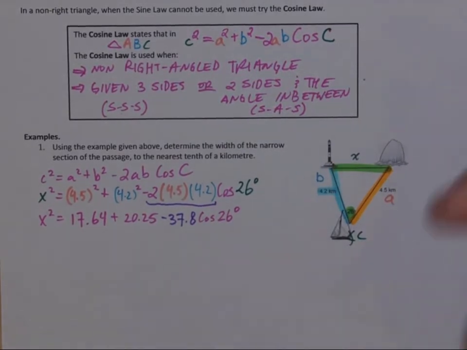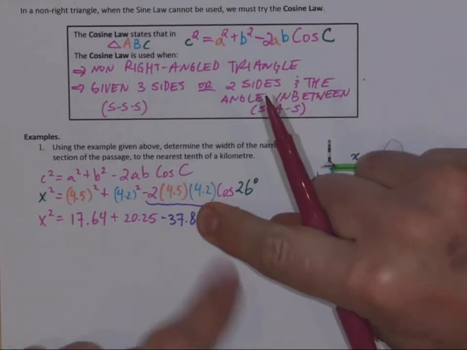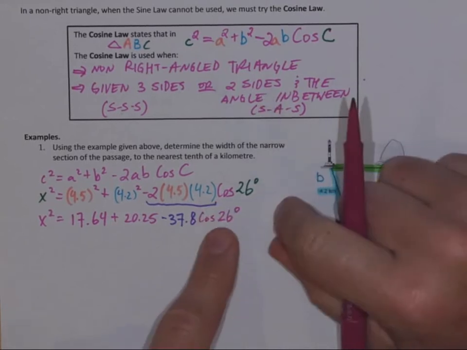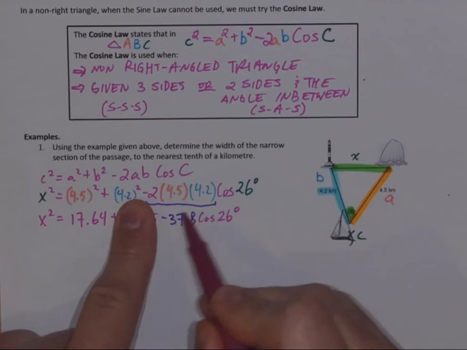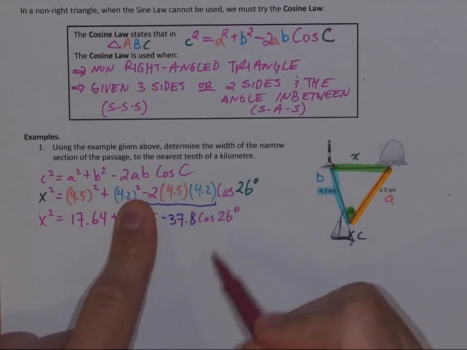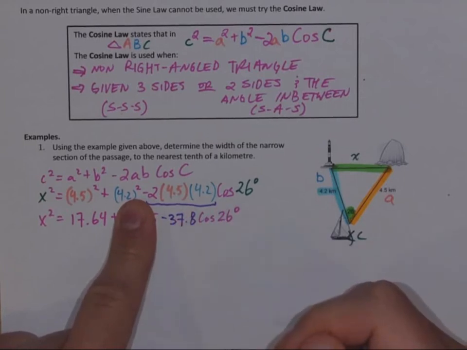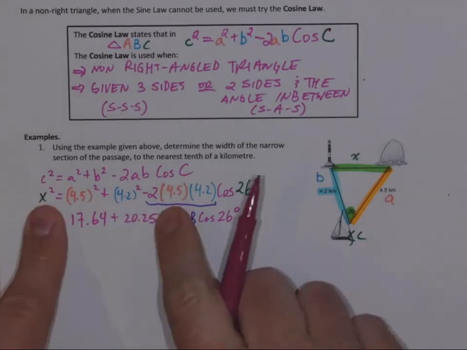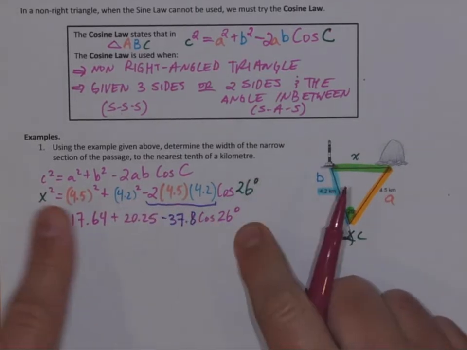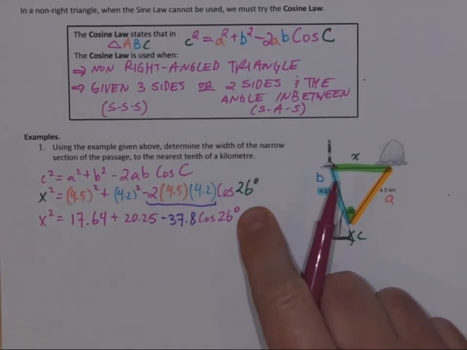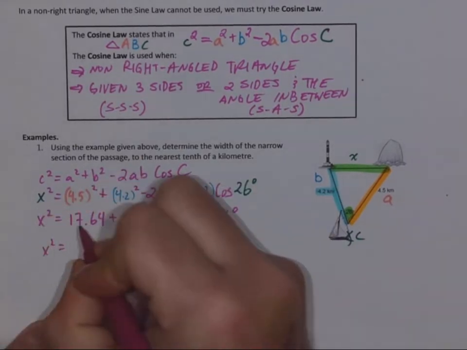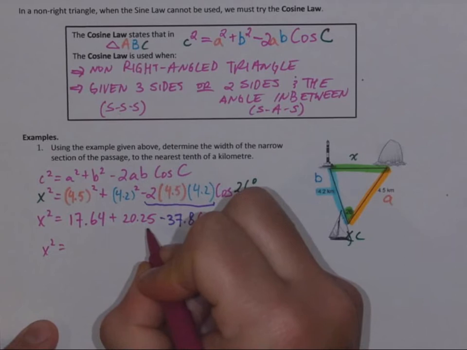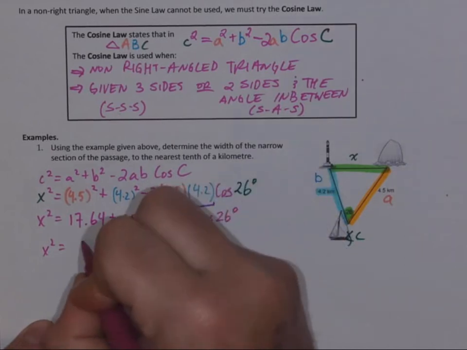Now where you will make a mistake is you'll see all those numbers and you'll add them all together and then multiply by cosine 26. But only 37.8 is multiplied by cosine 26. So we need to get those two together, and that we're going to leave. So 17.64 plus 20.25.